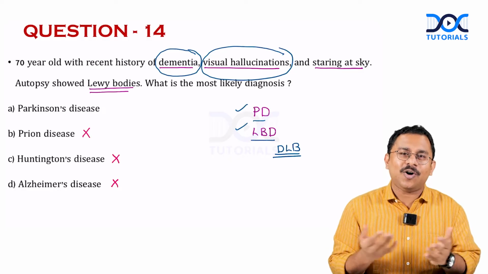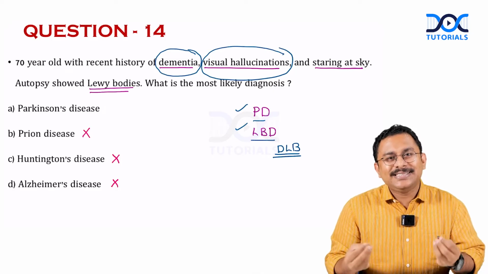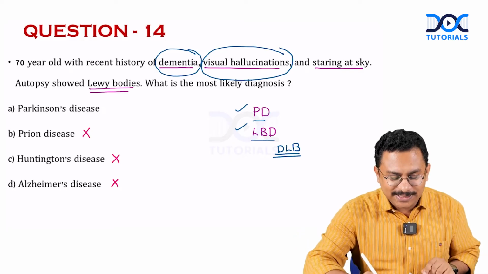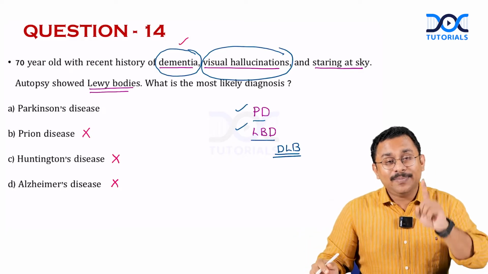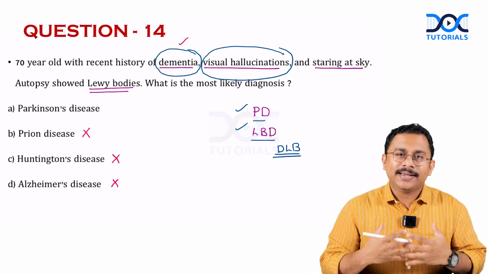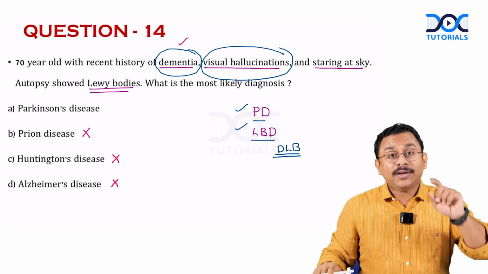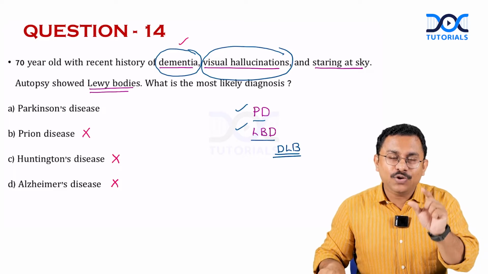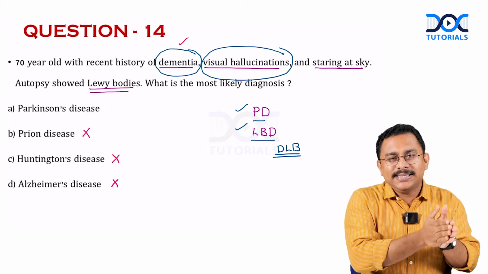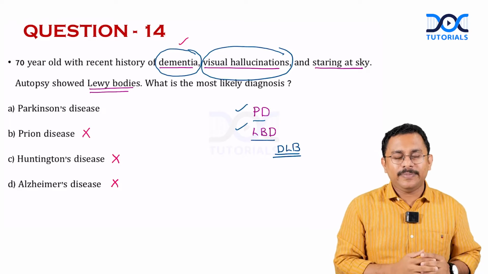This is not at all a common feature of Parkinson's disease. This is not how Parkinson's disease commonly presents. You must understand, they've said in the question that the patient is having dementia. Dementia is a late feature of Parkinson's disease. If you ask me, can dementia occur in Parkinson's disease? Yes, but very late. In fact, one of the prominent differences between Parkinson's disease and dementia with Lewy bodies is that in Parkinson's disease, you will have many years of Parkinsonism and then development of dementia.